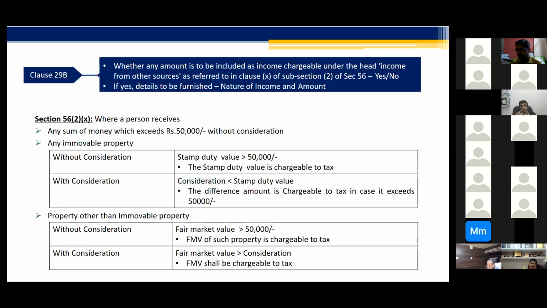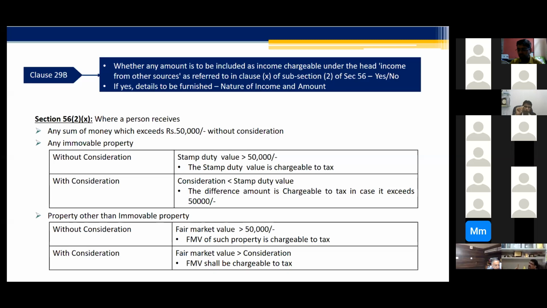Unlike section 50C, which talks of land, building or both, here it talks of any movable property. So here it does not talk of land, building or both. It talks of immovable property and property other than immovable property. So 56(2)(x) technically applies to all other rights in the capital asset also. Shares also, everything, because it's quite wide.